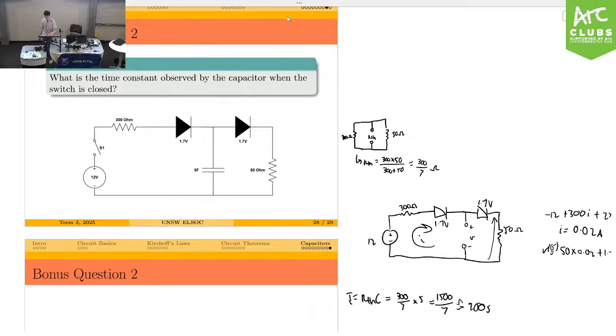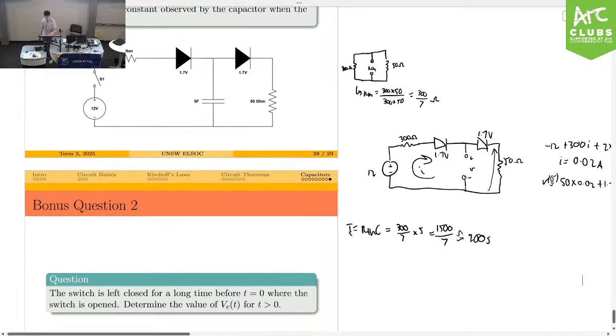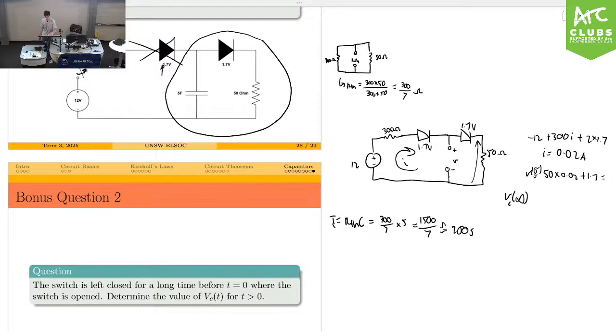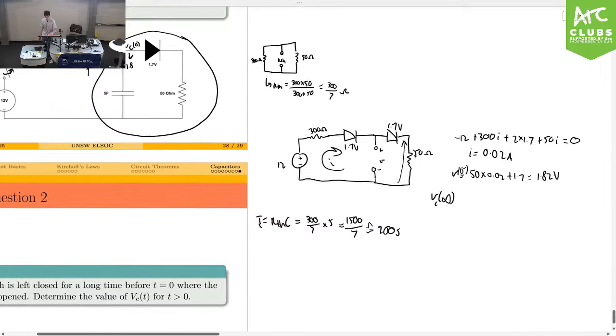is that when we open this, we're looking now at VC of infinite, to get the rest of our equation. This becomes open, so we're disconnecting our source. Therefore, this diode is no longer forward biased. So this is excluded, and really all you have is this part of the circuit left. And there's going to be some VC initially, at 0, that's going to be 1.8, what was it? 1.82.